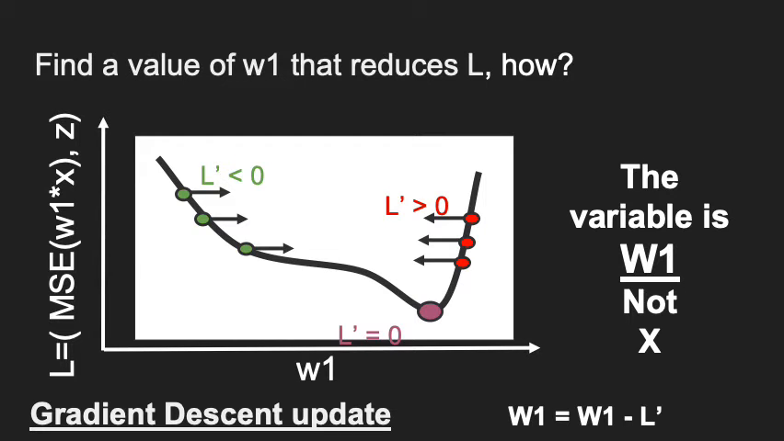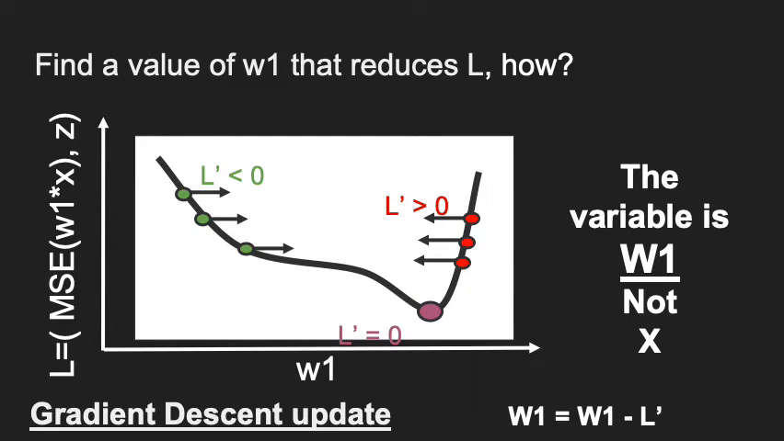And for that, we use an algorithm that's really the cornerstone of modern machine learning, and that algorithm is called gradient descent. The way gradient descent works is that you take your loss, here mean squared error of the output of your network and the truth z, and you derive it with respect to the weight w1. This is very important: the variable here is w1, not x. You derive with respect to w1.